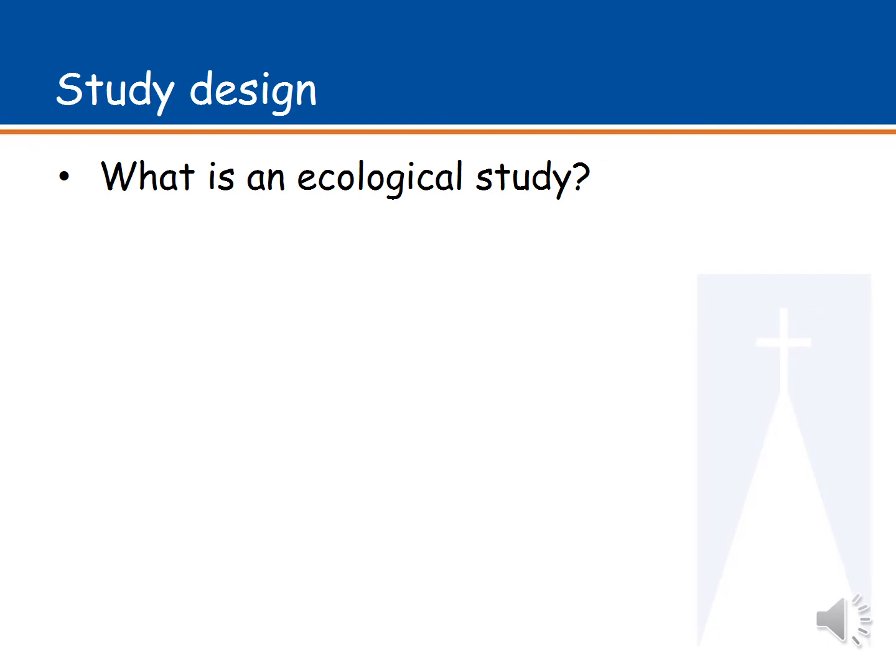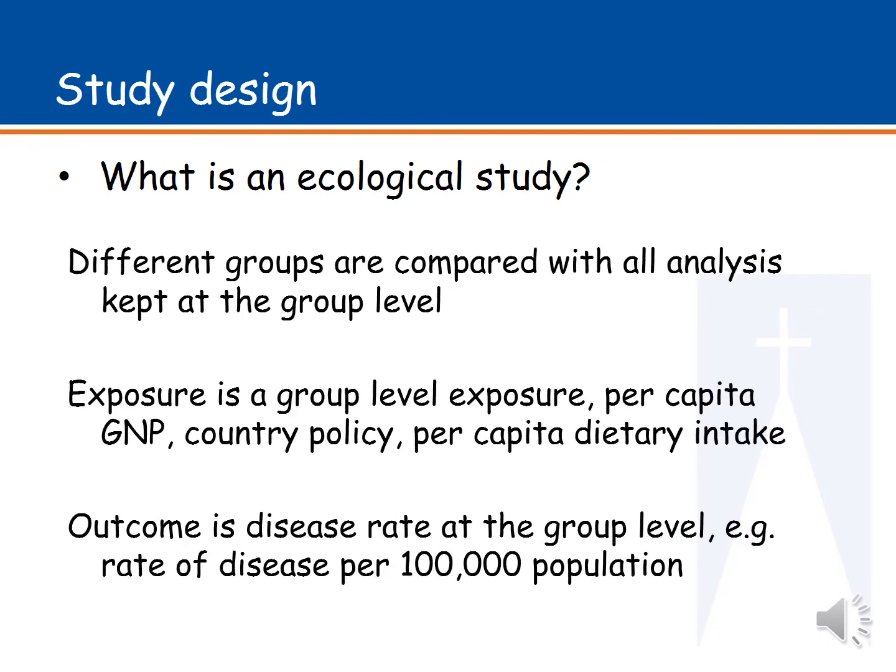So this is something you can imagine already in terms of COVID-19. That's where you would take different groups and you'll compare all the analysis at the group level. So how is it that different countries compare in terms of COVID-19 outcomes in relation to gross national product, in relation to healthcare access, in terms of government policies, things like that.